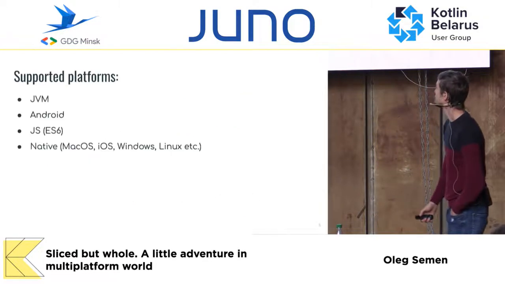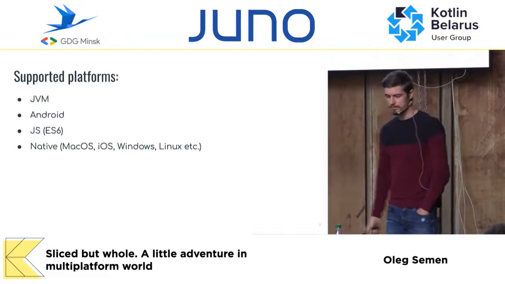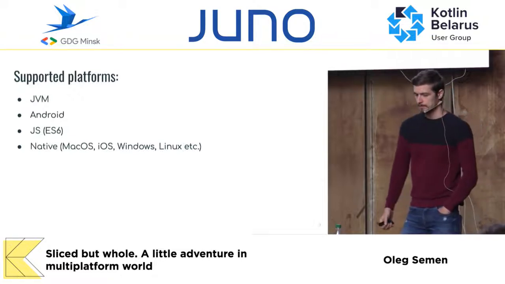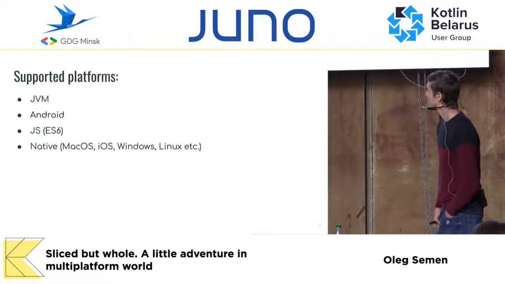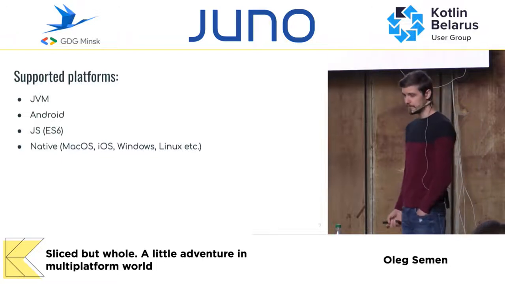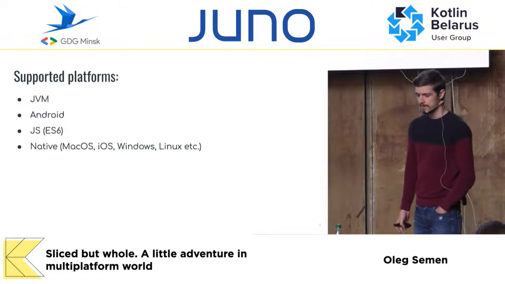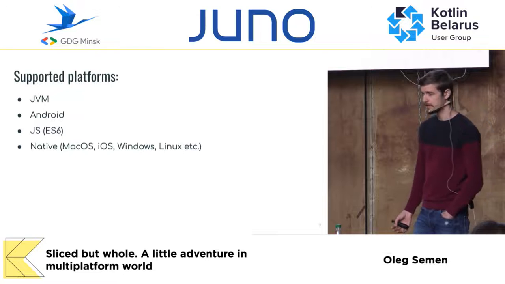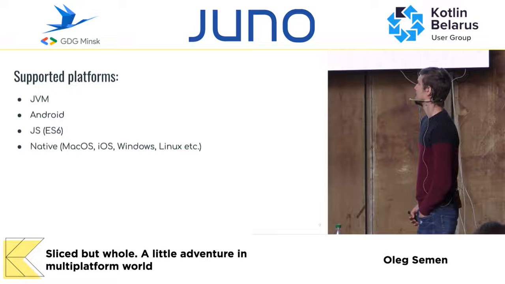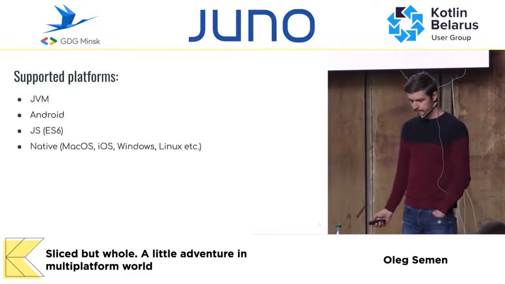So what is available? As JVM, it works wherever bytecode runs, like Android, backend, etc. Thanks to JavaScript transpilation, it runs in browser, backend, and also serverless solutions like Amazon Web Services and others. And native binaries open the door for many more, like macOS, iOS, Windows, Linux, and even some embedded platforms.